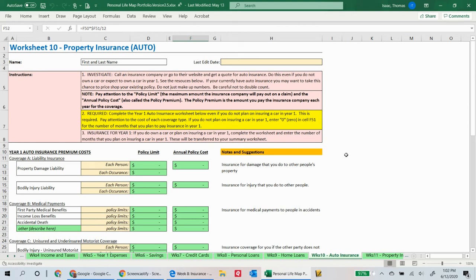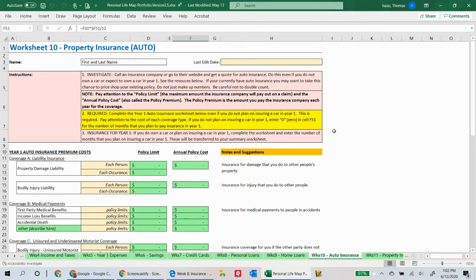Hi there, Tom Isaac. I'm here to go through worksheet number 10 of the Personal Life Map Portfolio Project. This one is on auto insurance, and this one is going to take a little bit of time if you're unfamiliar with auto insurance. So make sure that you get started on this worksheet relatively early and don't leave it to the last minute.